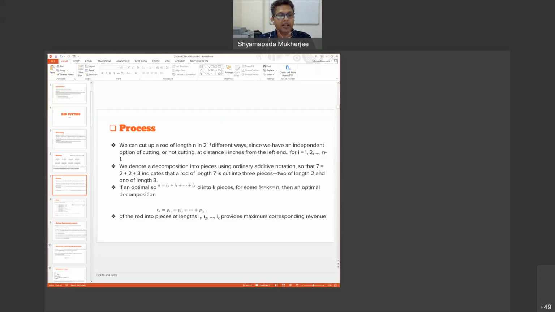So if we have a length of n, then we can write that n equals i1 plus i2 plus up to ik. So we have cut the rod into k pieces and the total length can be written like this. Okay. And the revenue, or you can say the profit, after cutting the rod into k pieces, the total price may be Rn equals Pi1 plus Pi2 plus up to Pik. Okay. So we need to optimize this Rn value actually.